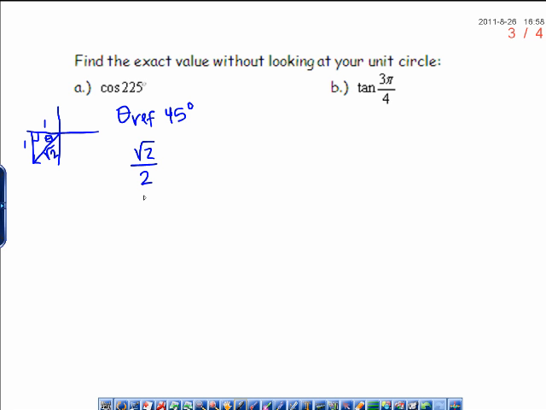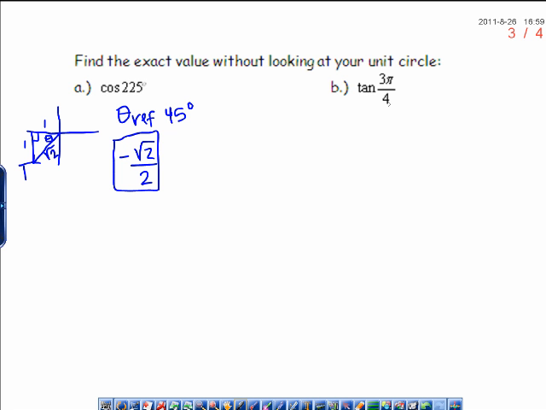The last thing you need to do is figure out if it should be positive or negative. All students take calculus. This is a tangent is positive in this quadrant, not cosine. So that means that while cosine of 45 is positive, cosine of 225 in the third quadrant is negative, and that is your answer. Okay, let's look at part B.